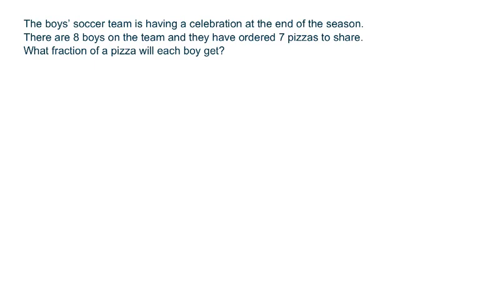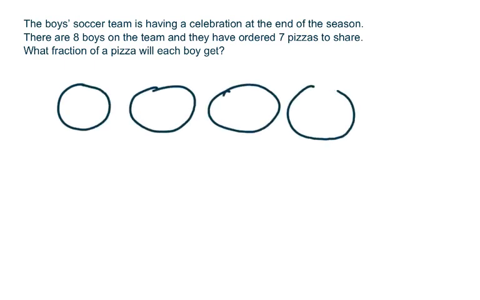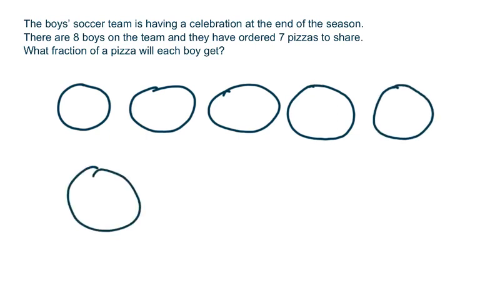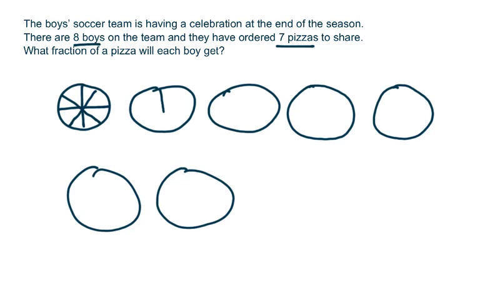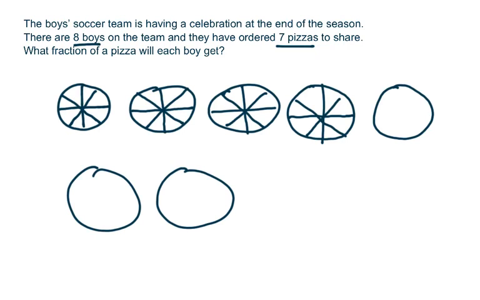So they're going to order 7 pizzas, so I'm going to go ahead and draw our 7 pizzas. And I see that there are 8 boys on the team, so I'm going to go ahead and split these pizzas into 8 pieces. And we'll have to pretend that all of the pieces are equal.